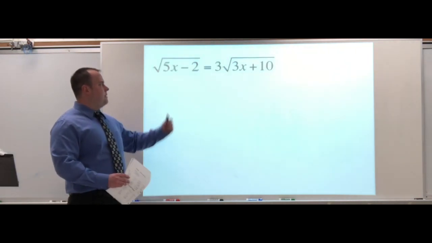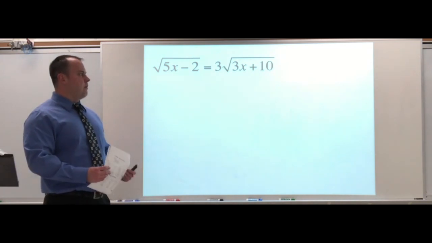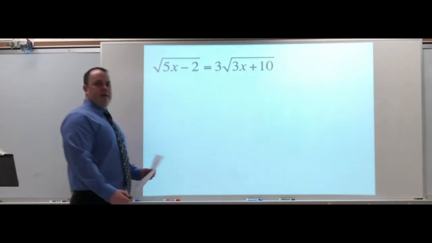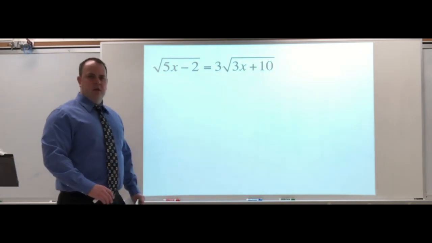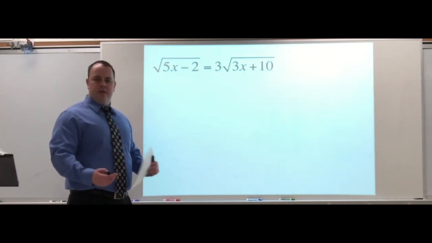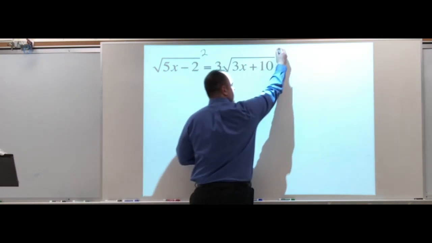Okay, so here we have square root of 5x minus 2 equals 3 times the square root of 3x plus 10. What you're going to want to do here is get rid of those radicals. We have the radical on both sides, so we can do the same work as we did before. To cancel out a radical, you take a power. So I'm going to take the second power to both sides.